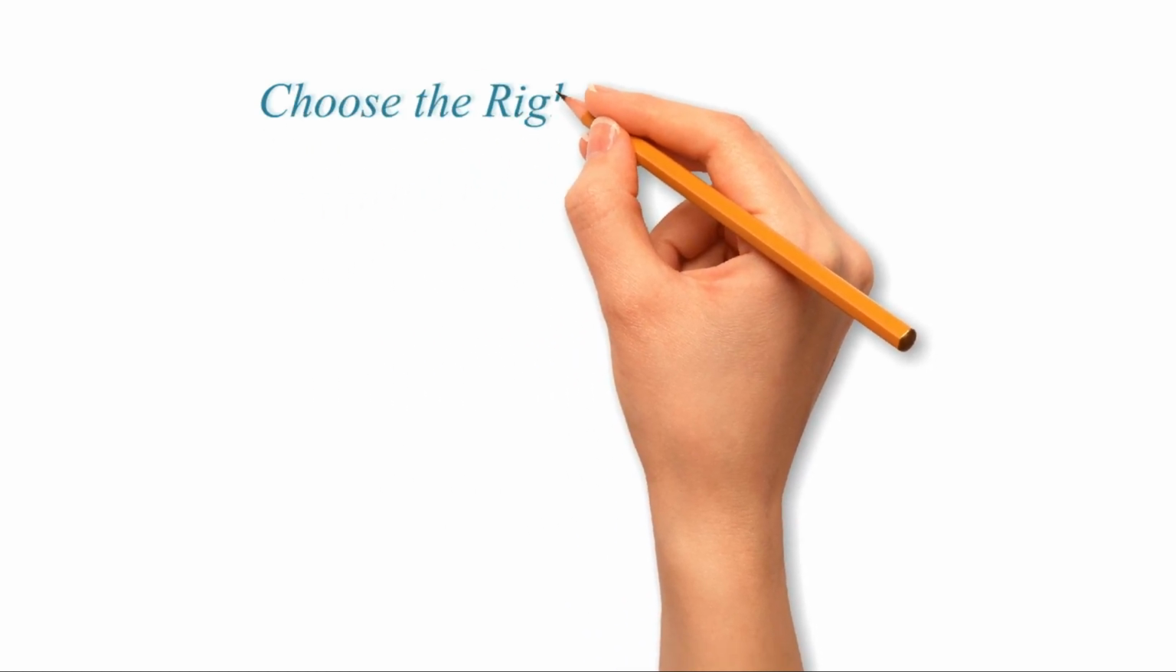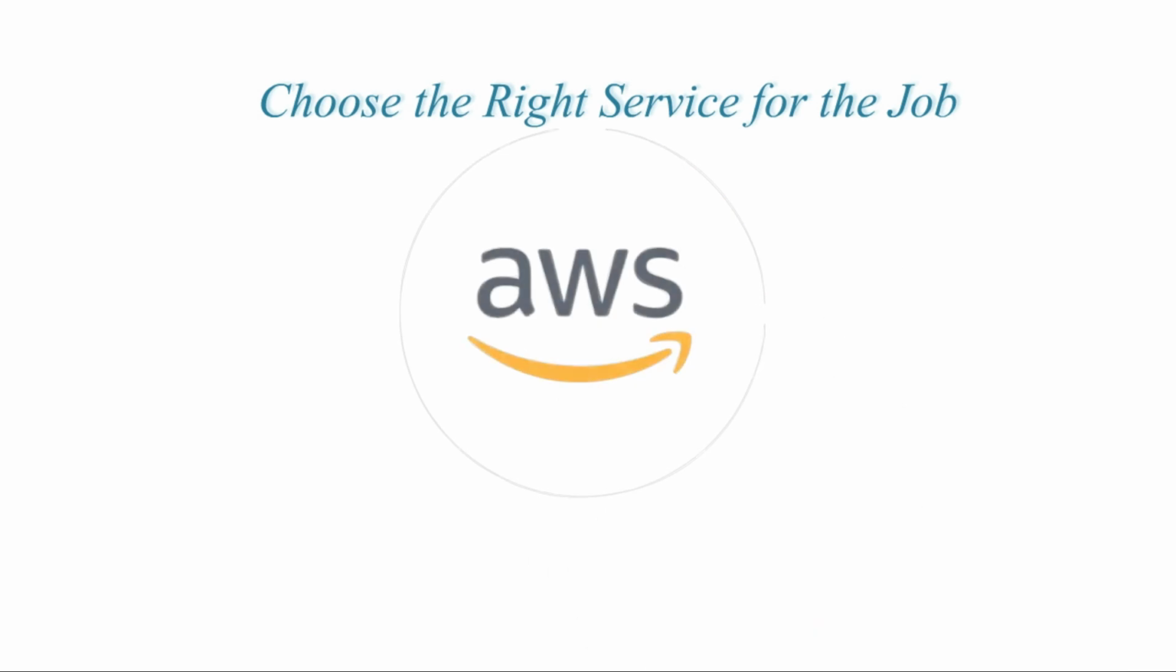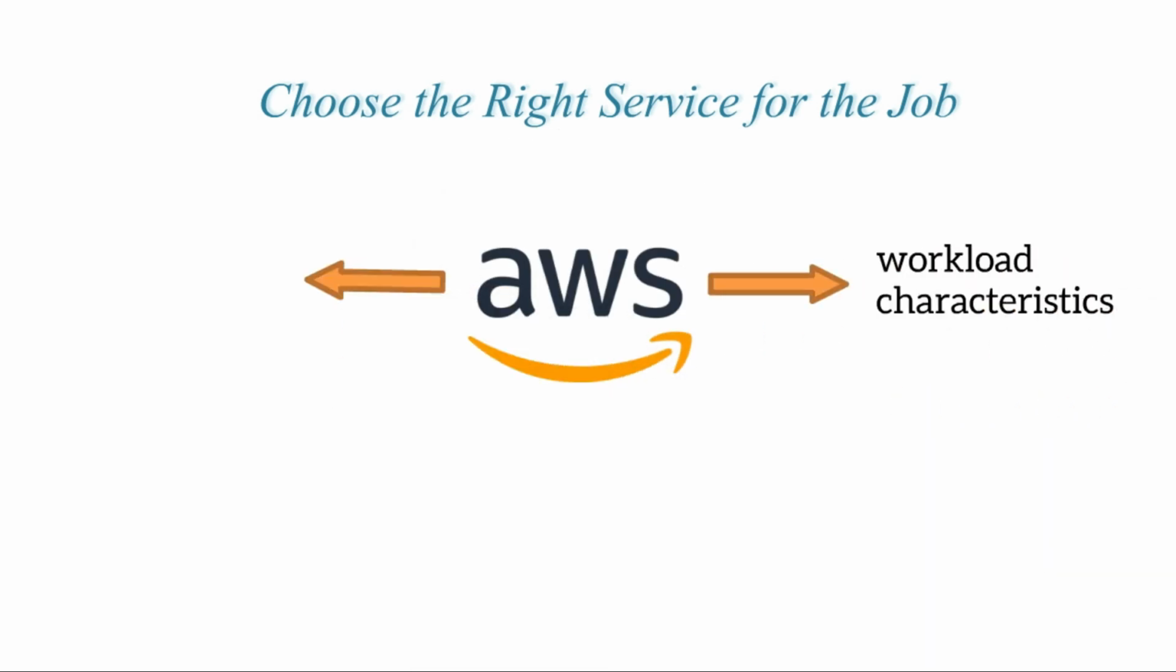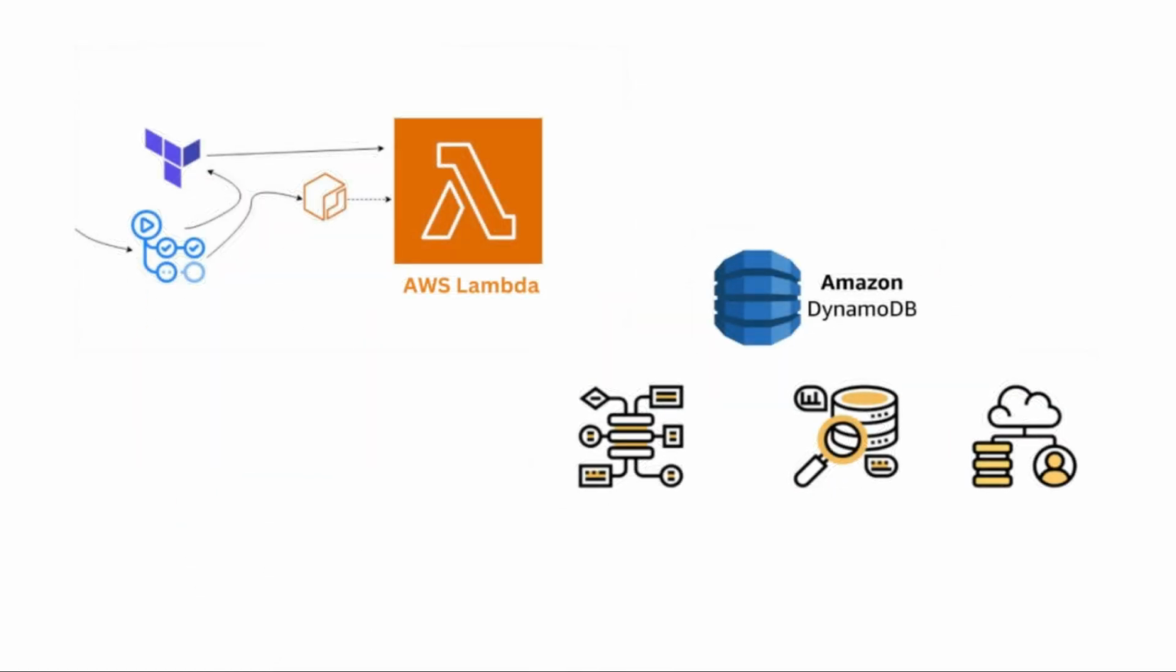Fifth, choose the right service for the job. Select AWS services based on workload characteristics, latency requirements, throughput, data size, and cost. For example, AWS Lambda is suitable for short-lived, event-driven functions, while DynamoDB works well for NoSQL storage and retrieval.